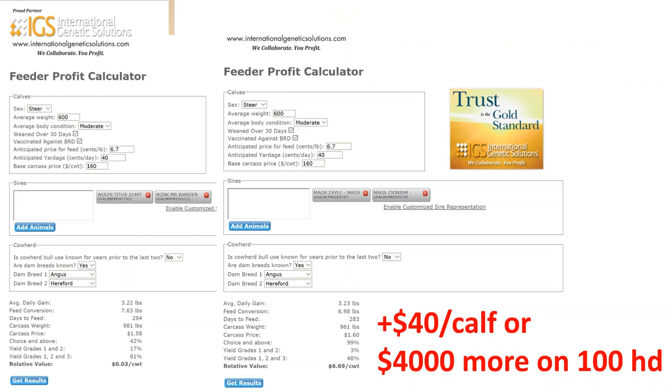Go ahead. Just a real quick question. On the top there, the very last line in the top box where it says base carcass price, I'm assuming that's a futures price? That's a great question, and actually that's exactly where I was going to go next.